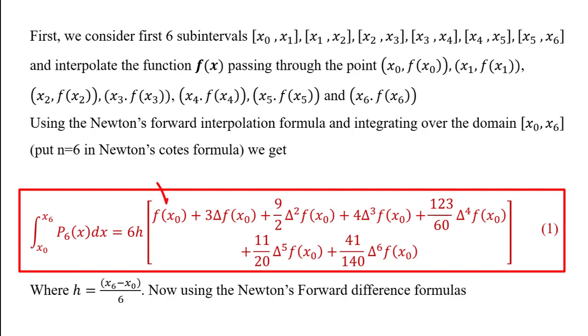f of x0 is the value of the function at x0, plus 3 delta f of x0, the first order difference, plus 9/2 delta square f of x0, the second order Newton's difference operator, and so on, up to delta power 6 f of x0, the sixth order Newton's difference.